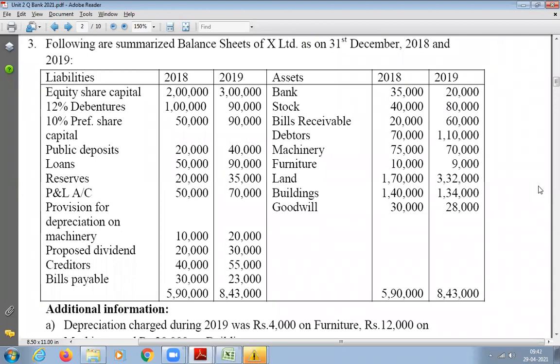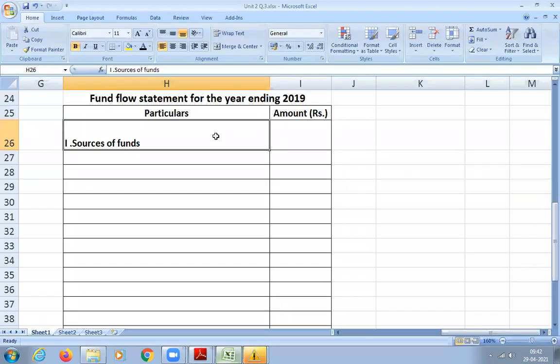Normally, source of fund will come from the capital account, capital and borrowings, liabilities. Tell me, is any capital increasing, any issue of fund? Sir, equity share capital has increased by 1 lakh. Yes, equity share capital has increased. That means there is an issue of shares of 1 lakh. So write down issue of equity capital 1 lakh. Next.